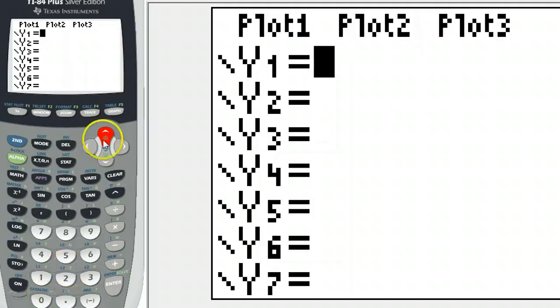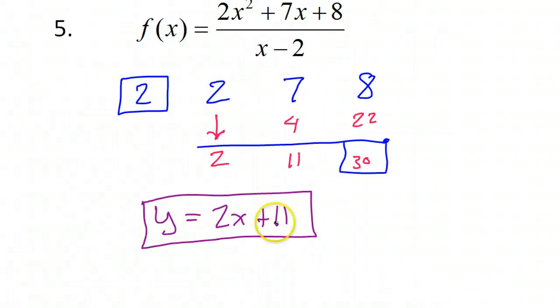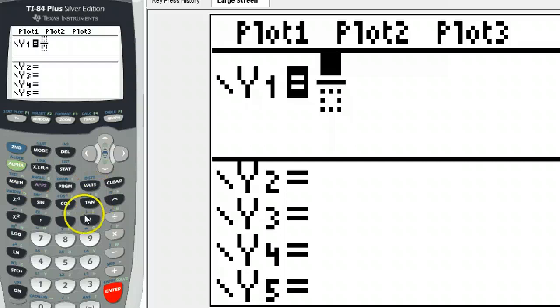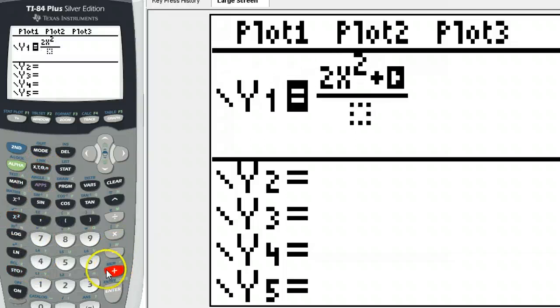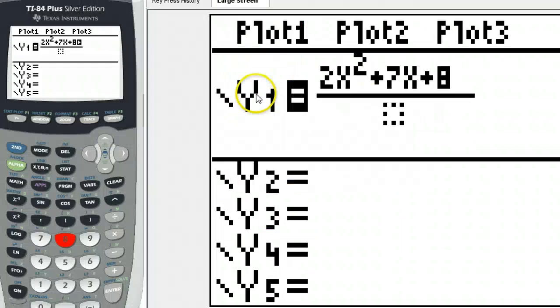Alright, I'm just going to go ahead and type this equation into my TI-84 Plus Silver Edition, because that's what I happen to have here. So what's my equation again? I've got 2x squared plus 7x plus 8, all over x minus 2.